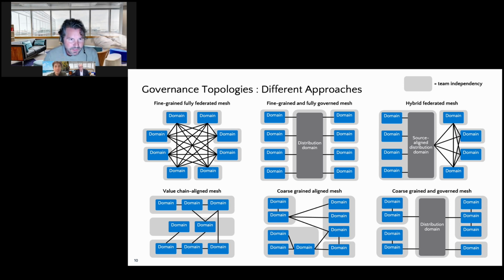Alternatively, you would ask domains to manage the network themselves. But this, again, raises massive security concerns because how well do these domains know how to manage the network? So you might end up in a situation where you have security breaches over your data. So in practice, what I see much more is organizations choose the topology in the middle, so the fine-grained, but more fully governed mesh.